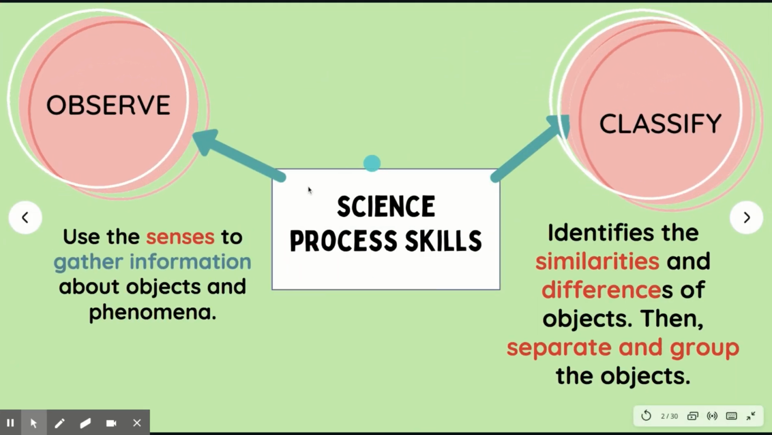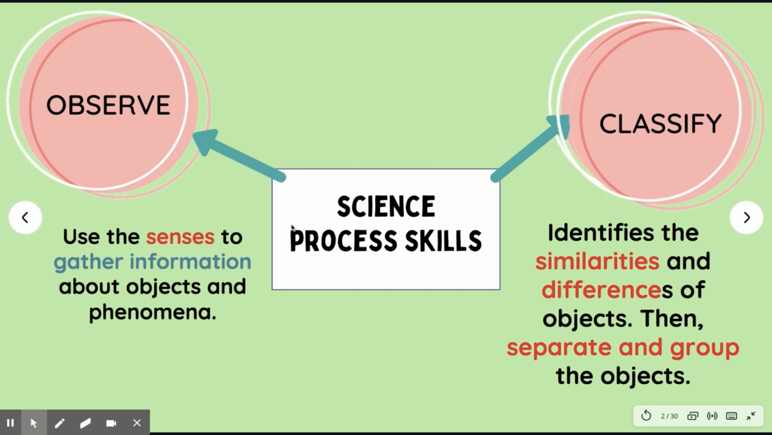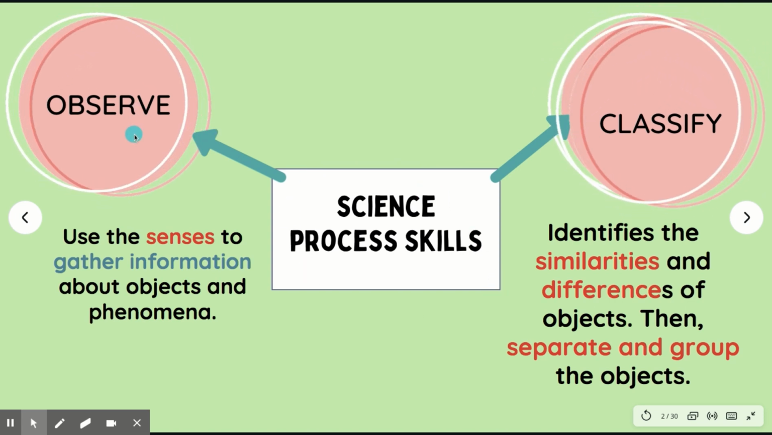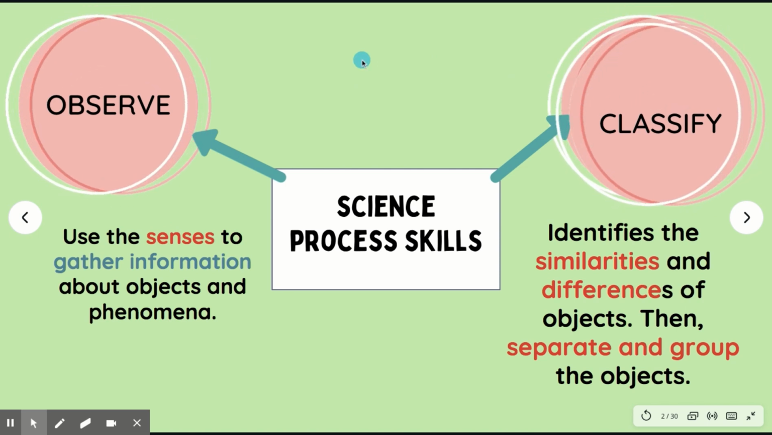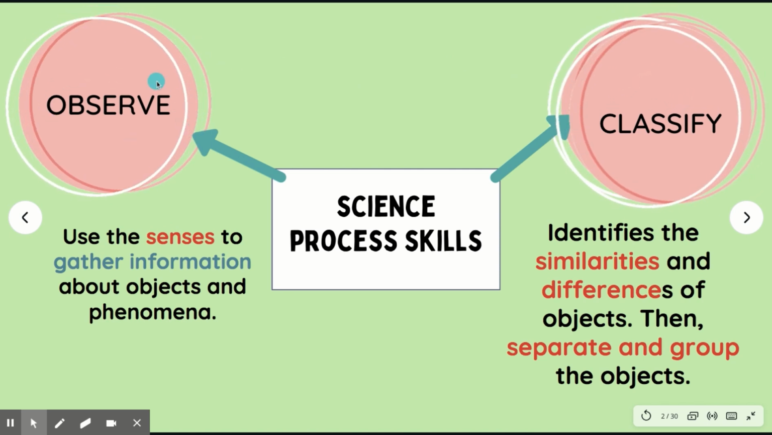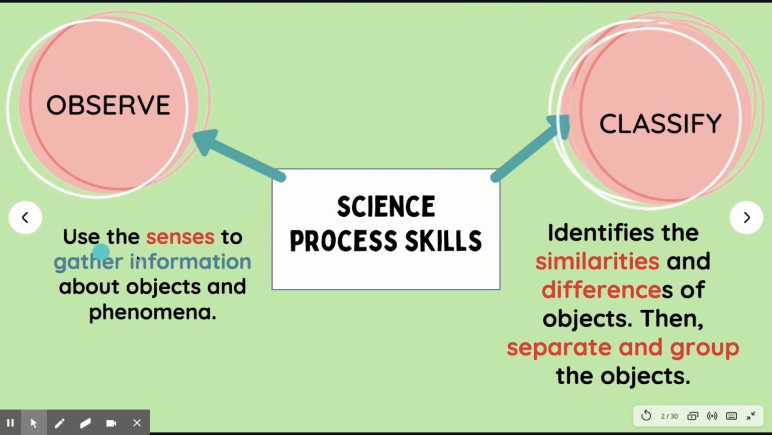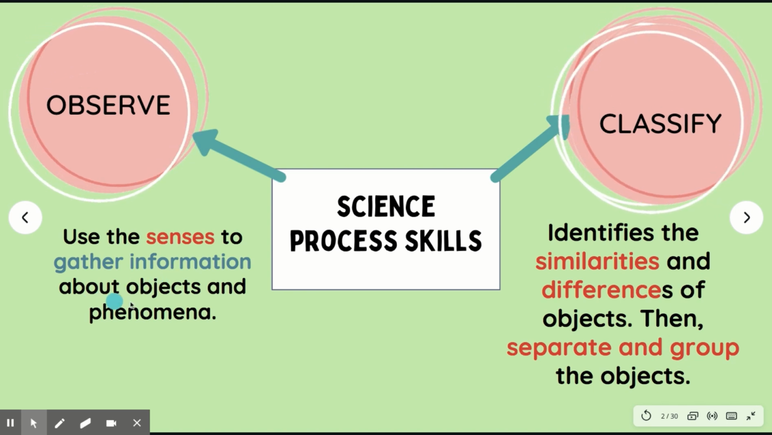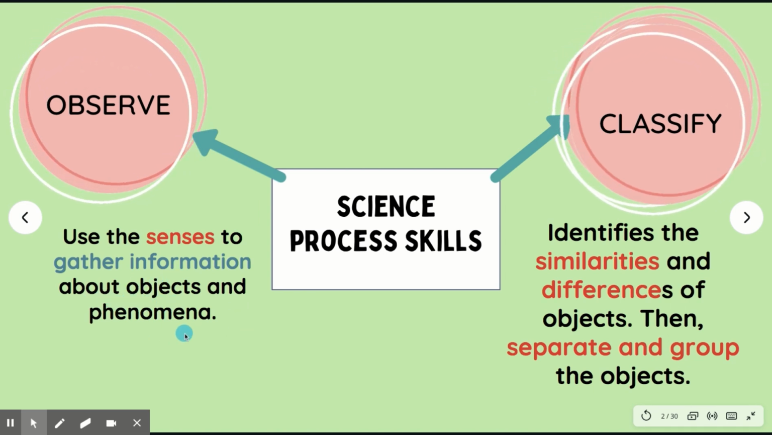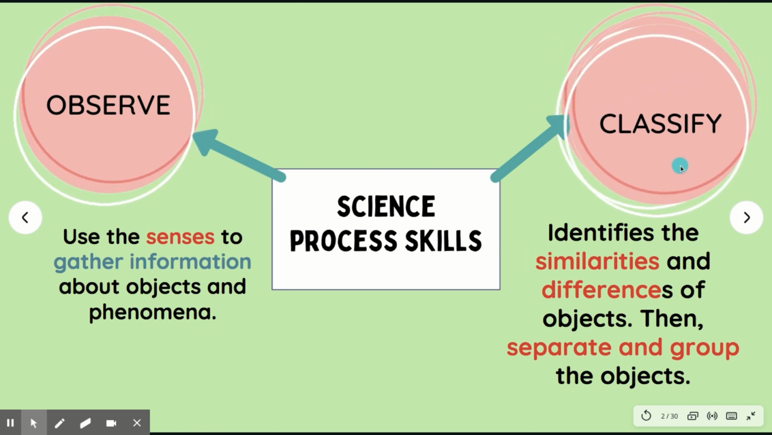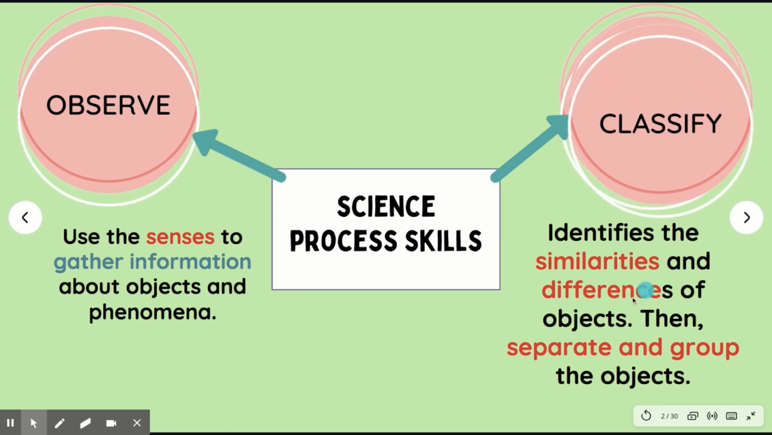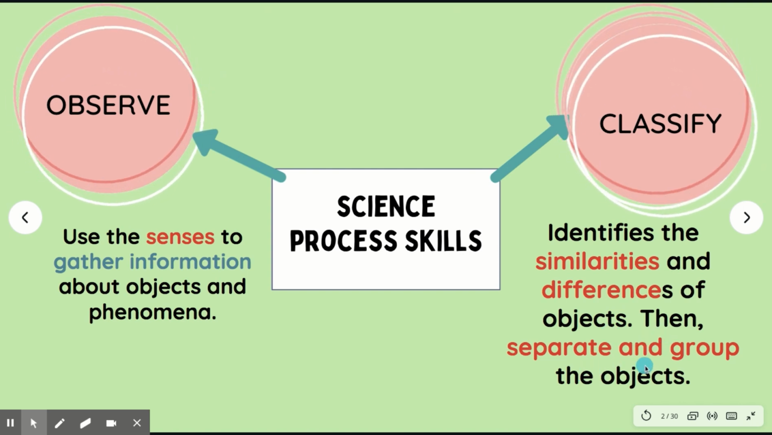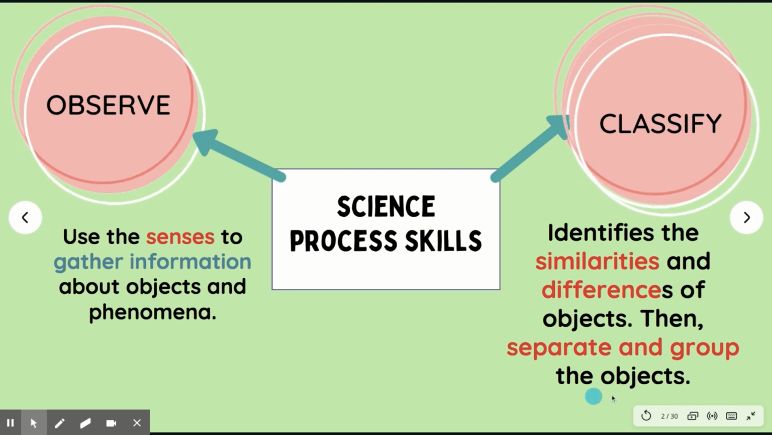So before this, we learned about science process skills, which are observe and classify. Do you still remember what is observe? Observe means that we use the senses to gather information about objects and phenomena. And classify, we identify the similarities and differences of objects, then separate and group the objects.